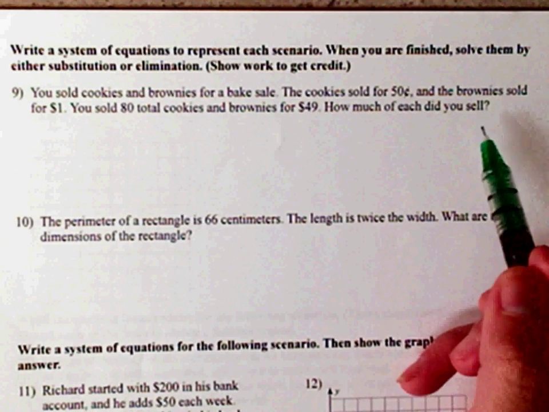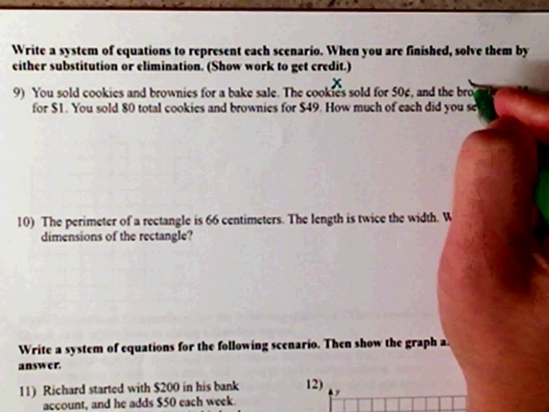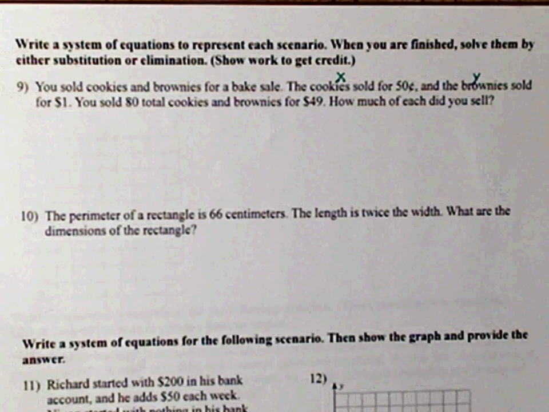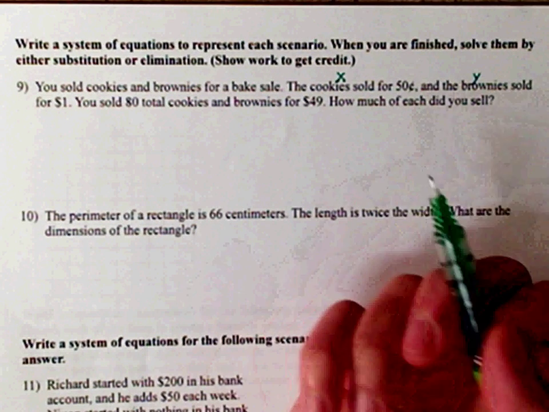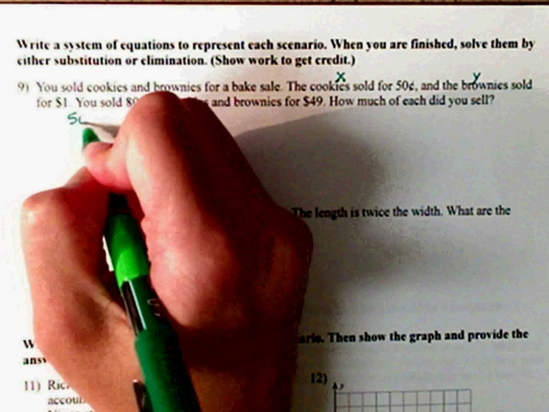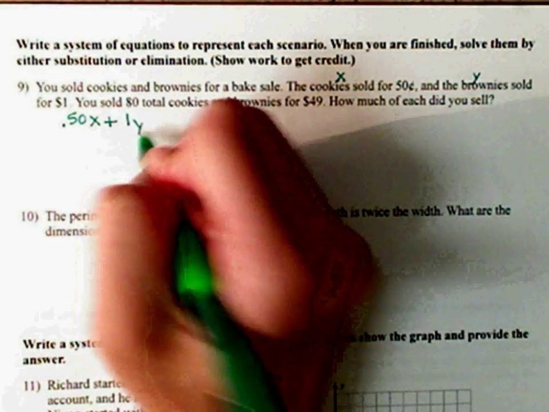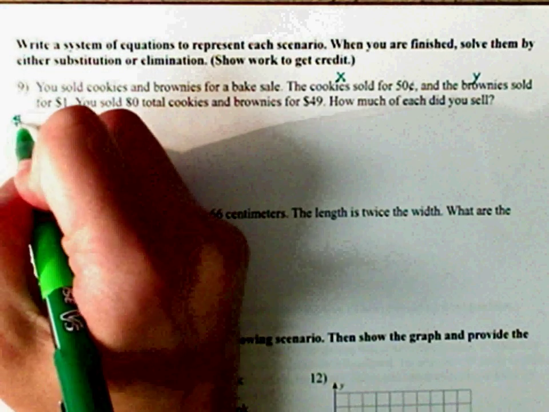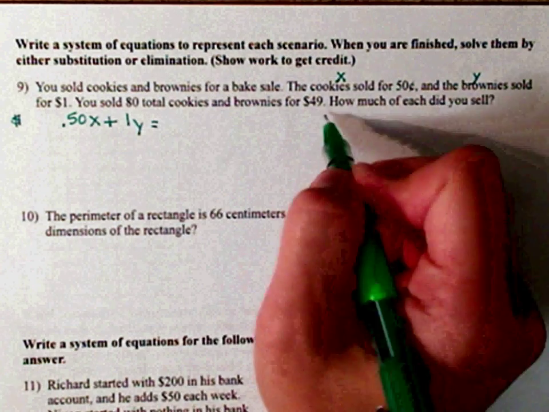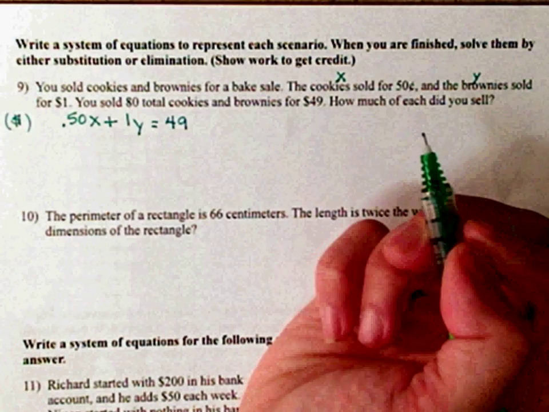Well, let's take a look. I'm going to call my cookies X, and I'm going to call my brownies Y. That keeps me from messing up because I'm so used to X and Y. Okay? So, it says, how much did you sell the cookies for? I sold it for 50 cents and the brownies for $1. Now, notice the relationship here is all about the money. So 50 cents plus $1 and I made $49. Okay? This is all about the money.